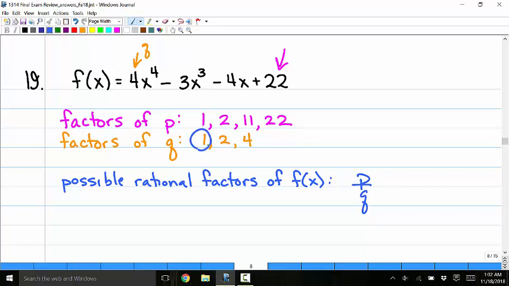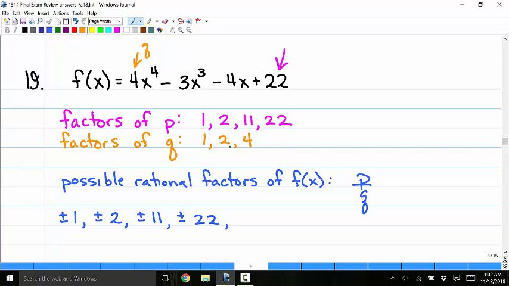So if I put all of p over the first factor of q, being 1, I'm going to get plus or minus 1 over 1, plus or minus 2 over 1, plus or minus 11 over 1, plus or minus 22 over 1.